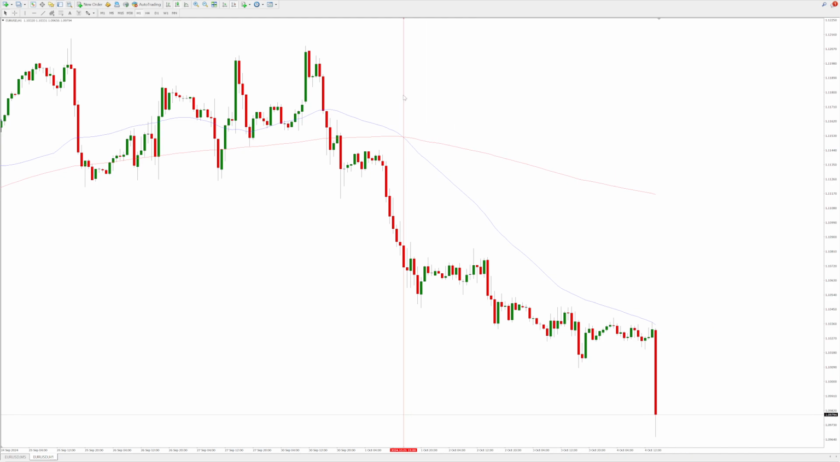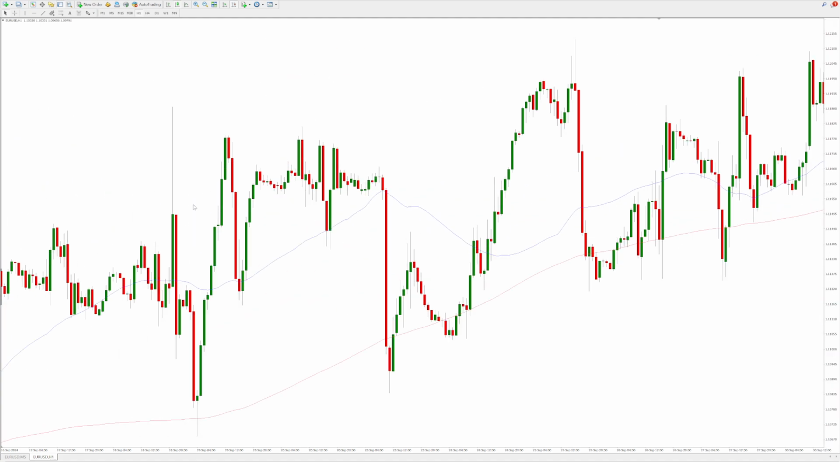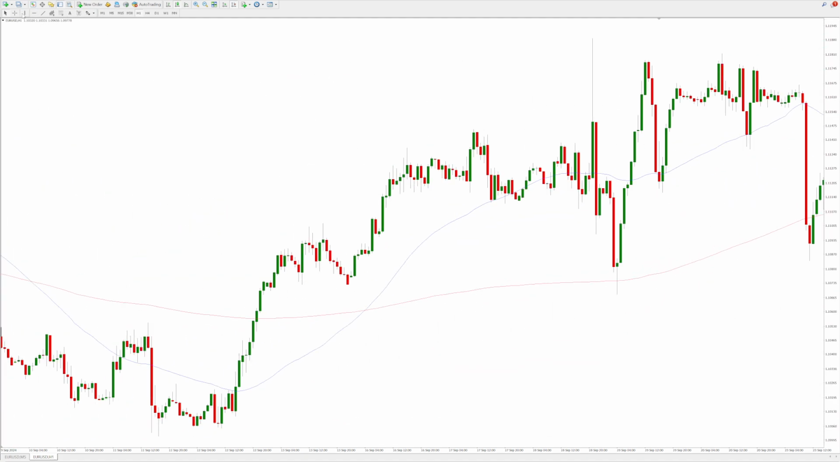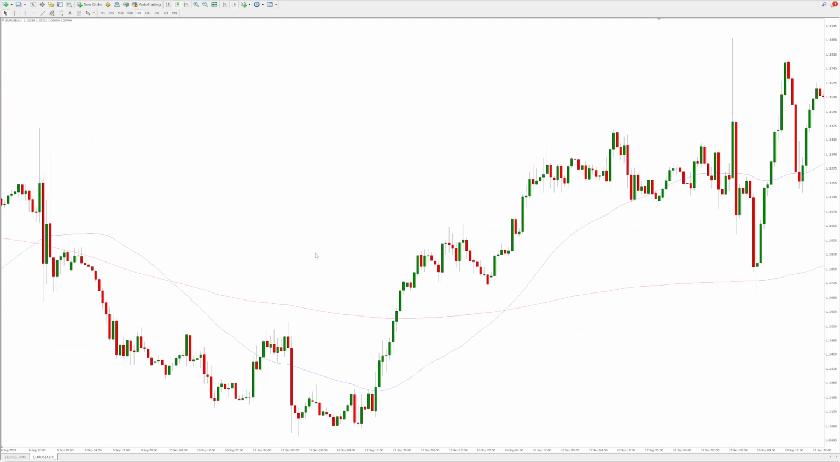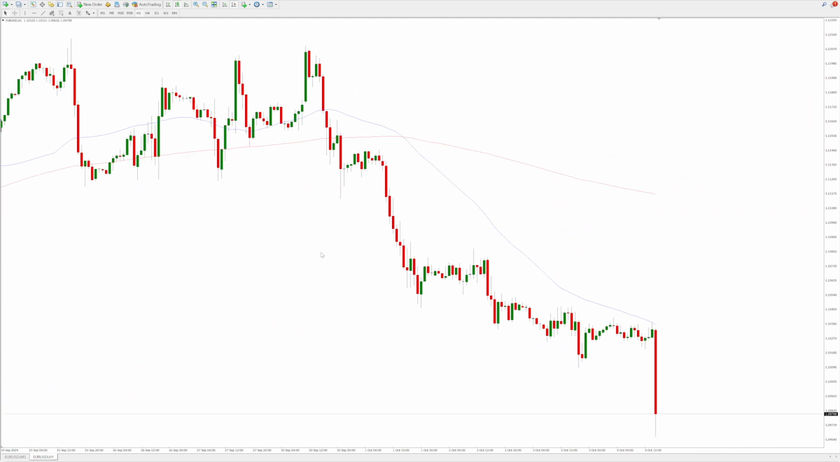The opposite of a death cross, when the 50 crosses above the 200, is known as the golden cross. I've done a video on that previously if you want to check it out on my channel. Okay, so when there is a death cross, you don't necessarily want to enter the market straight away.